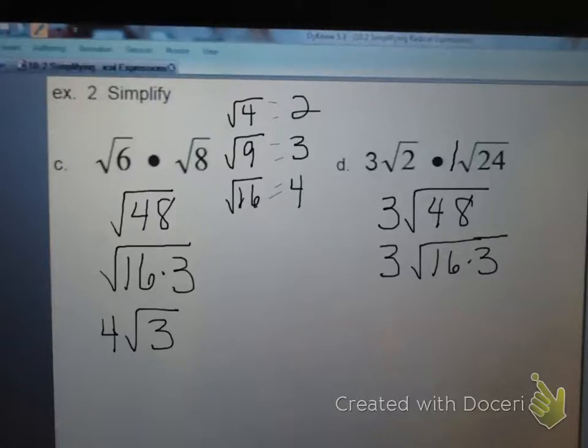Square root of 16 is 4. It comes out, and I am going to multiply it times the 3. 4 times 3 is 12. Square root of 3.